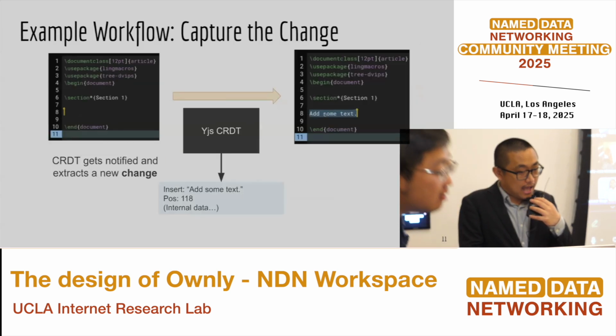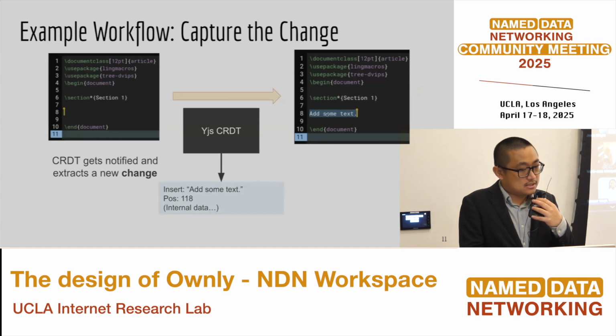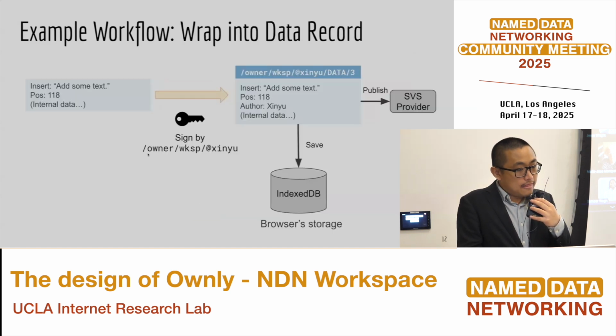Later, suppose that I add some text into the document. The CRDT algorithm will capture this change and extract new data. That is, it says that I inserted some text at some position. Then I have a workspace key, let's say /owner/workspace/in-u. I use my key to sign this CRDT change and make it into an NDN packet. That is, we have the data named after my name with a sequence number, signed by my key. I store this data in the browser storage for my local use, and then I publish it through the SVS.